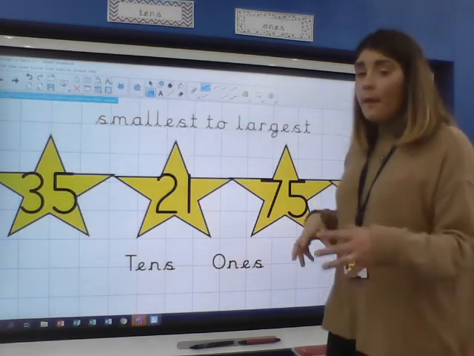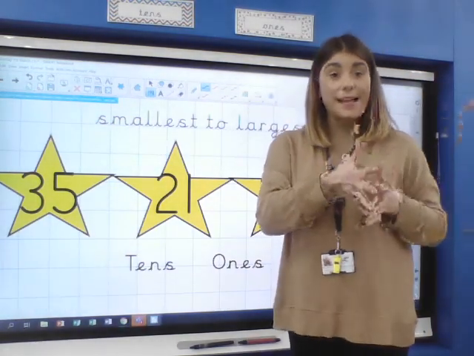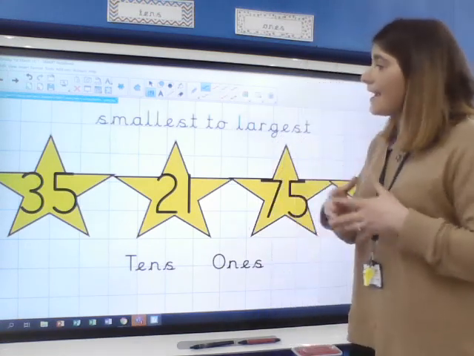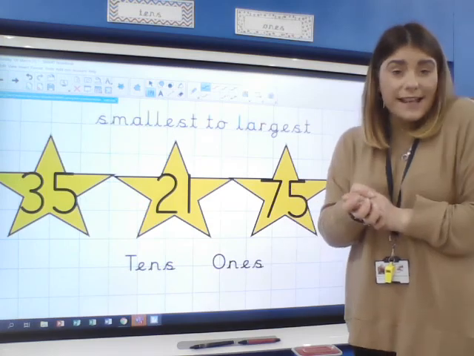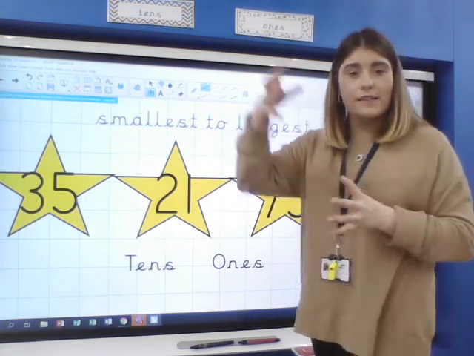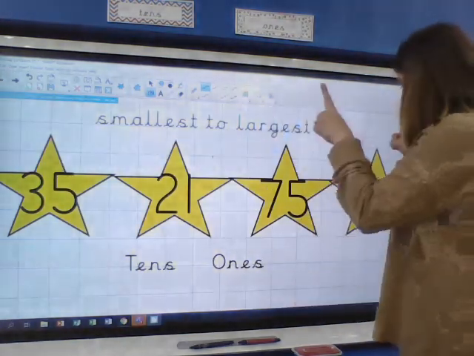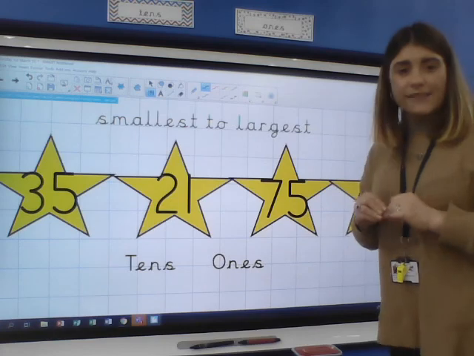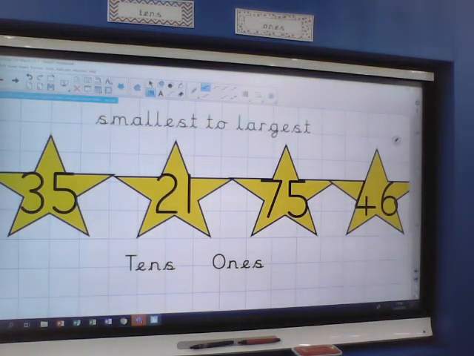Now, when we're ordering two-digit numbers, we need to look at the tens number because that defines if the number is greater or less by how many tens it has. So even if it has a greater amount of ones, it's the tens number that tells us if it's larger or smaller. So which number can you see there, right on your whiteboard, the number that has got the least amount of tens? So which number would come first in our sequence?